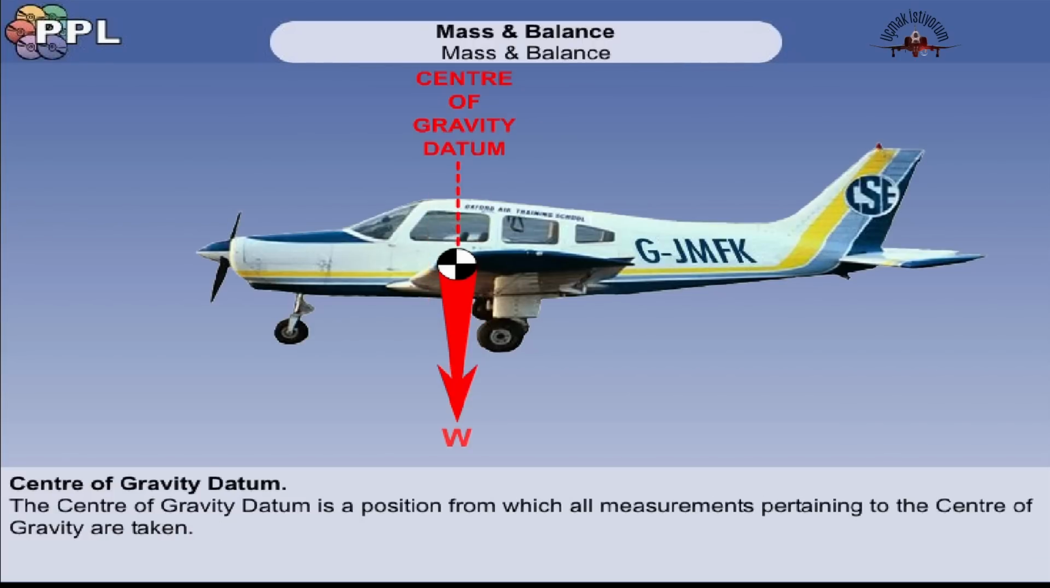The center of gravity datum is a point designated by the manufacturer from which all measurements are taken in the calculation of the center of gravity. The datum can be anywhere along the longitudinal axis of the aircraft, even if the axis is extended in front of or behind the aircraft.